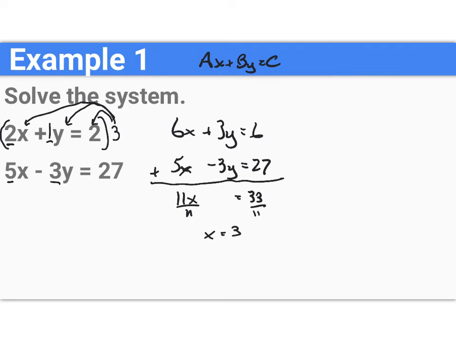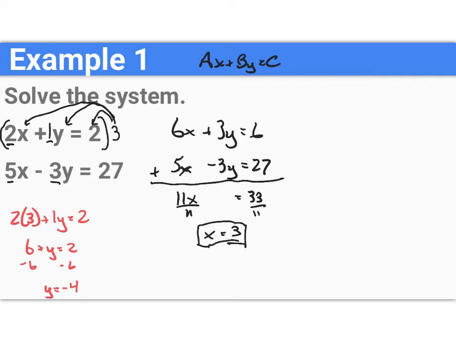Okay, so now that we found x, we need to substitute. This is the original variable that we solved for, so this variable has to go into both equations. We put it back into the original equation. X is now 3, plus 1y equals 2. 6 plus y equals 2. Subtract 6 from both sides, and then y will equal negative 4. Okay, so that is the first equation. It works. You get a solution.